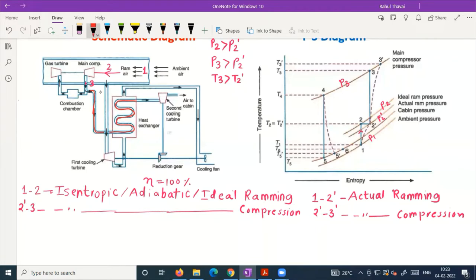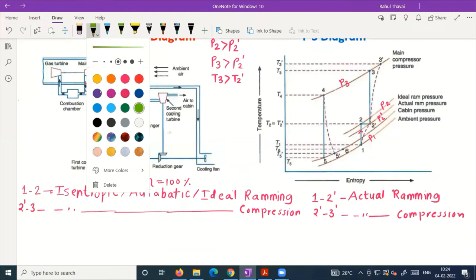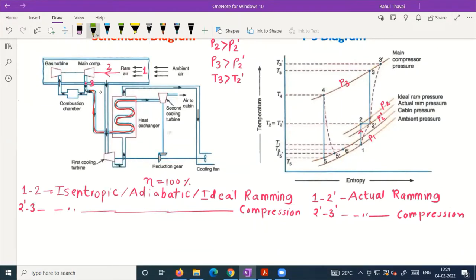The purpose of the heat exchanger is to exchange the heat. That means the hot air, which is available at the inlet of the heat exchanger, we need to convert into cold air. And how are we doing that? As you can see, the rammed air is supplied. This is the rammed air, I'll show it with green color. So this is the rammed air which is available.